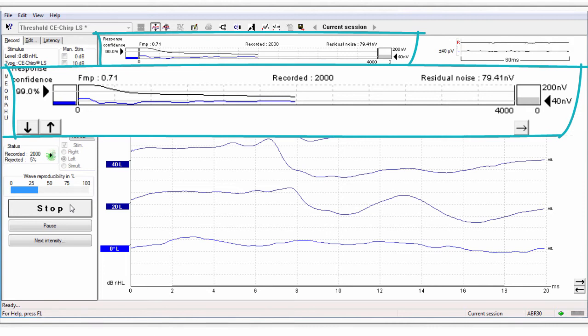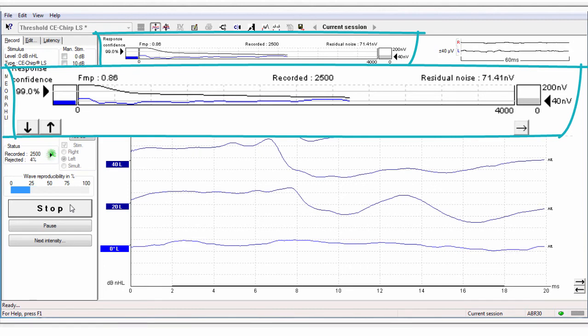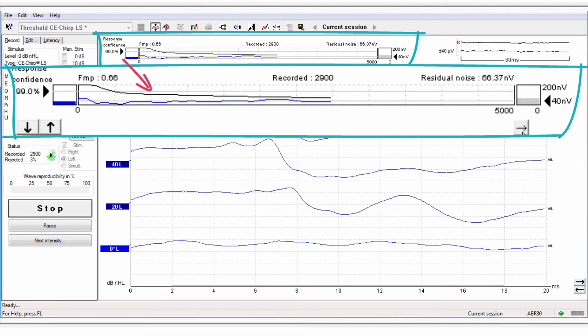What we see happening is that while time passes, the lines become longer, because this is showing how many sweeps are already recorded for the current ongoing measurement. And we see the blue line, which corresponds to the FMP value, and we see the black line, which corresponds to the residual noise value. As I mentioned before, the residual noise typically starts a little bit higher and then goes down over time.